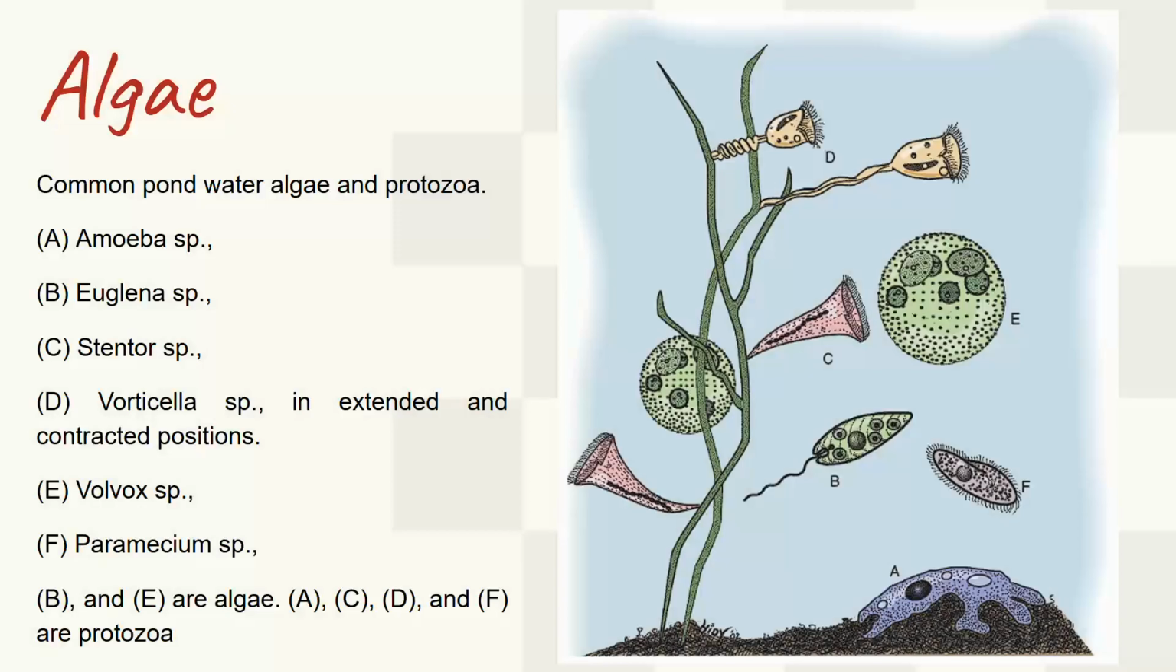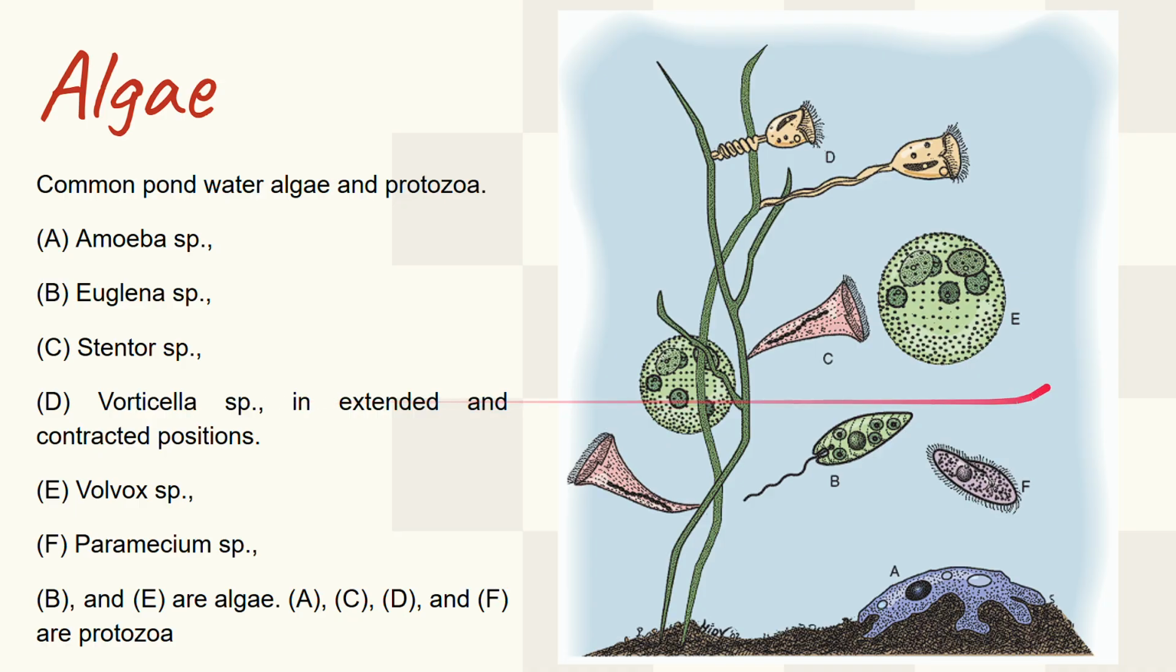So let me give you some illustrations of algae and protozoa. So we have amoeba, this one. Amoeba is a protozoa. Euglena, letter B, this one, yeah. This is an algae.